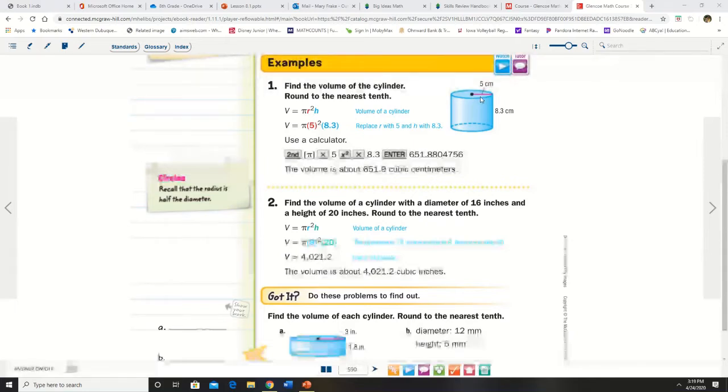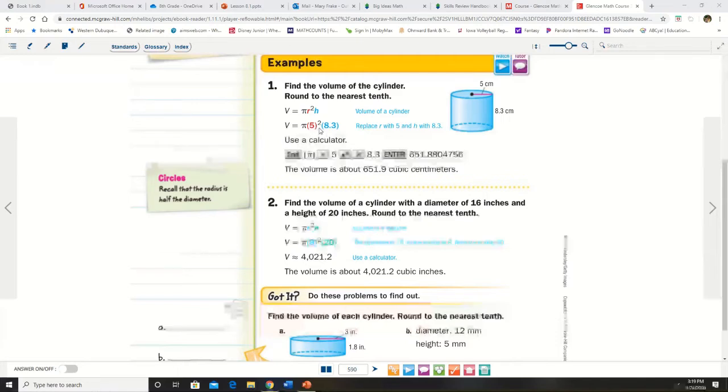My figure is telling me that my radius is 5, so I'm thinking 5 and squaring that, and then timesing it by the height. The height of your cylinder is 8.3. So when we're in our calculators, remember this is all multiplication, so you can multiply these in any order. Pi times 5 squared times 8.3.